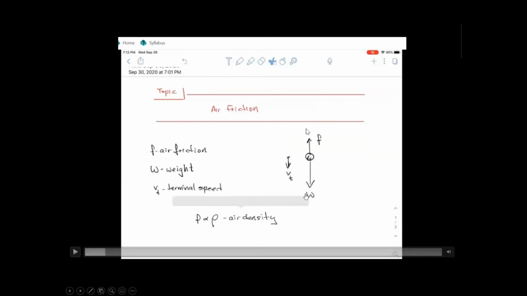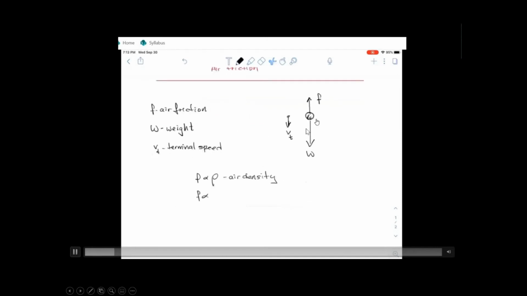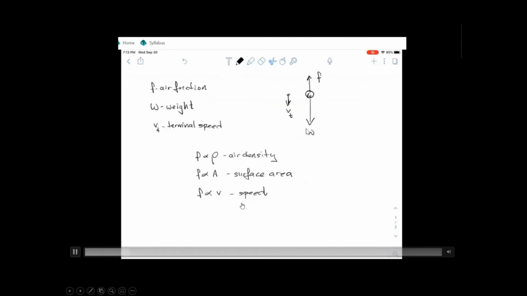So the object is falling. It's falling because gravity is acting on it, so that's the weight. And there's going to be a frictional force acting on it, so that's your air friction. And it's going to be moving at a given speed, whatever the speed is. I'll call it the terminal speed at some point, but it's too early to call it that now. So friction is going to be directly proportional to air density, the exposed surface area, speed of the falling object, and lastly, the conditions of the air mass.